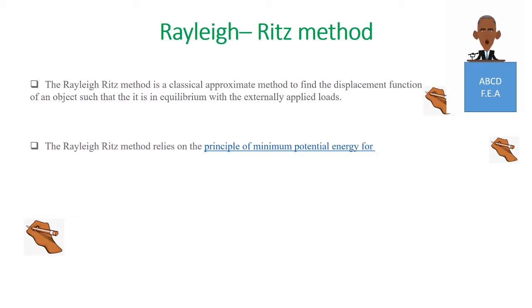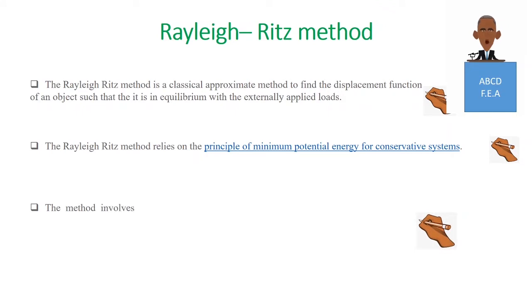Now, the Rayleigh Ritz method relies on the principle of minimum potential energy, which states that the total energy of the system is conserved. The whole Rayleigh Ritz method starts with an assumption of a displacement function. Sometimes we call it a deflection function, as well as a trial function or shape function.